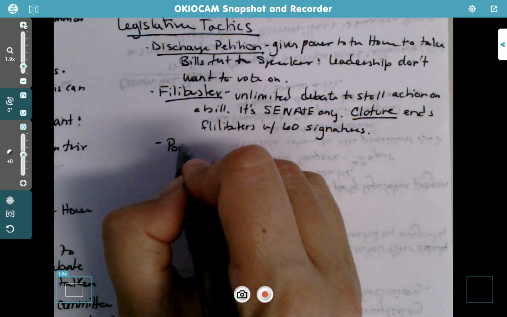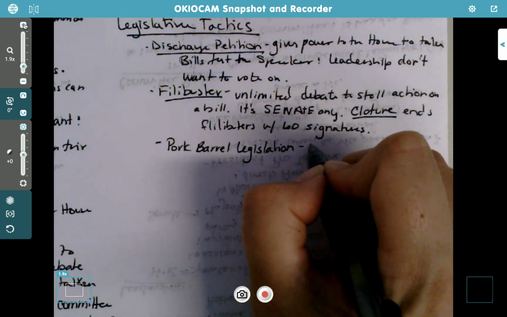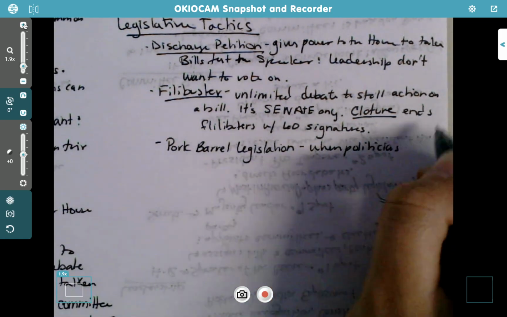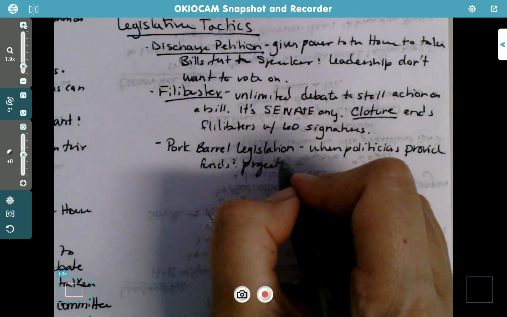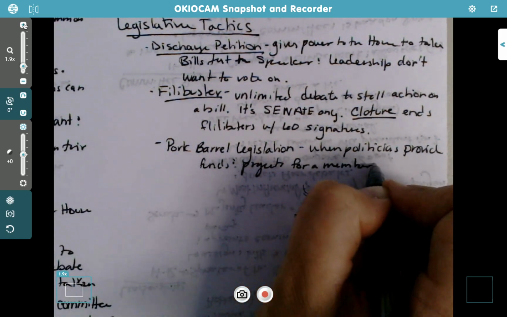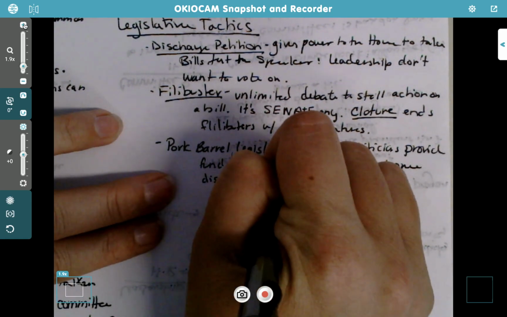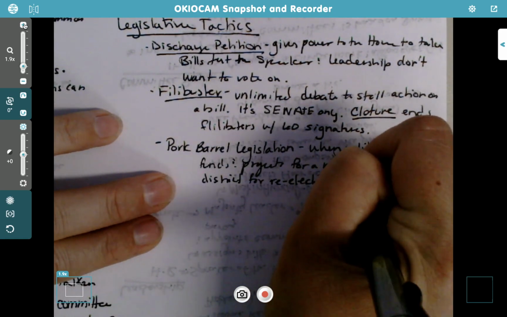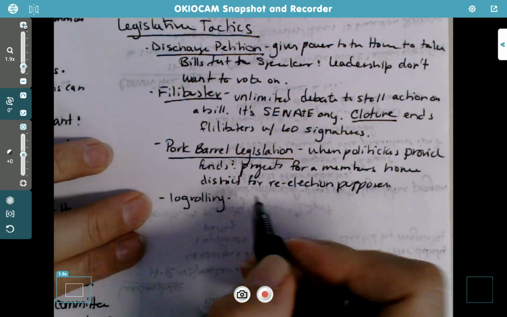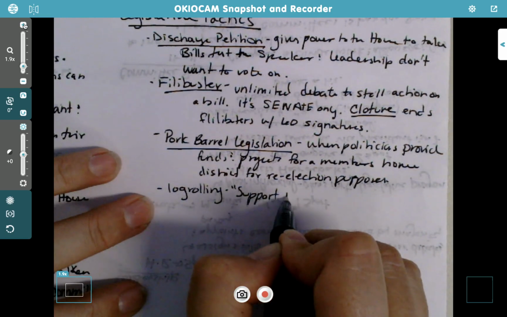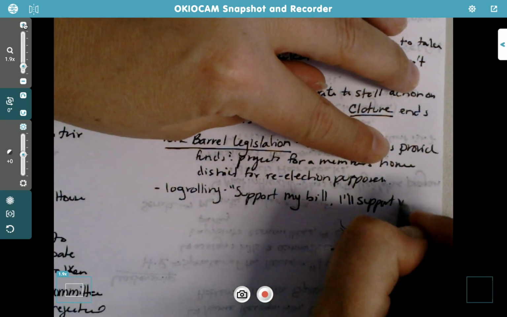Then you have pork barrel legislation. I know you're tired. I am too. Just get it done. Pork barrel legislation: when politicians provide funds and projects for a member's home district for re-election purposes. Then you have log rolling. In quote, support my bill. I'll support yours. End quote.